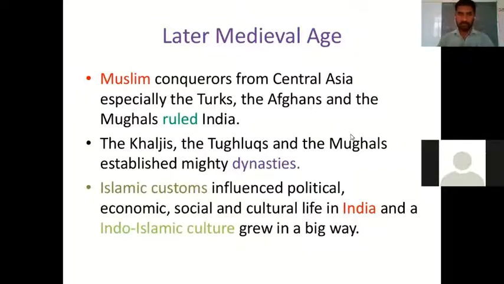So as Muslims entered here, a new form of architecture was seen here, a new form of governance was seen, a new style of, you can say, food preparation. Okay, new cuisines were developed. So new economic, social and cultural life got evolved in India. Okay.